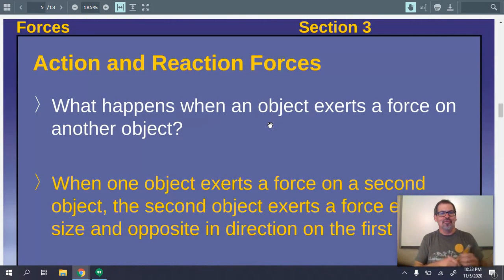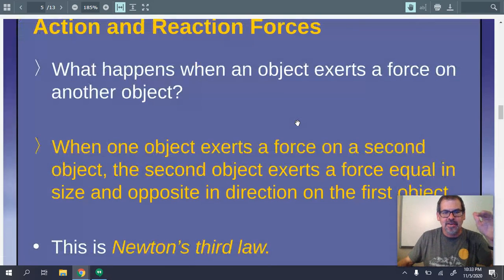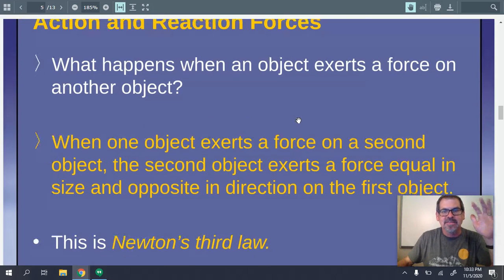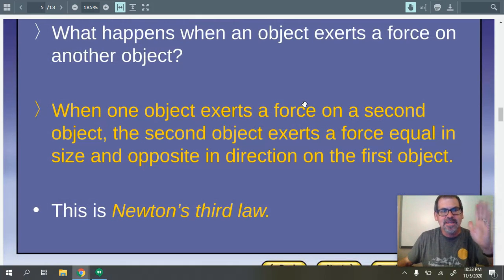All right, so action and reaction forces. What exactly is Newton's third law? All right, so when an object exerts a force on another object, the second object exerts a force equal in size and opposite in the direction of that first object. All right, so this is Newton's third law.